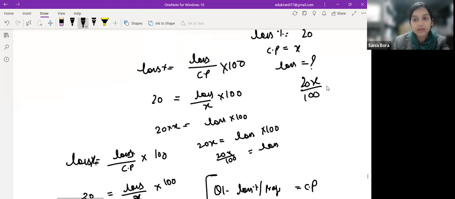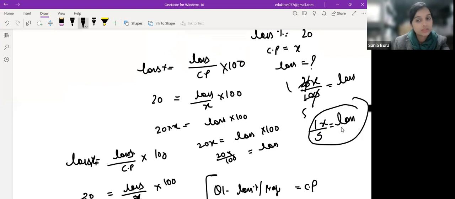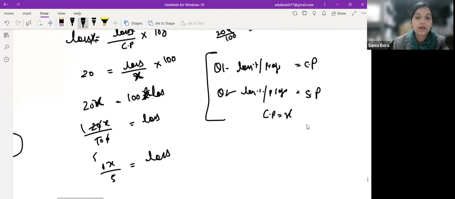So, now this is the scenario over here. 20x by 100 equals loss. So, 0 and 0 got cancelled. 2 1s are 2, and 2 5s are 10, so you got 1 upon 5x equals loss. This is your loss. Yes? Now, what you have to find?